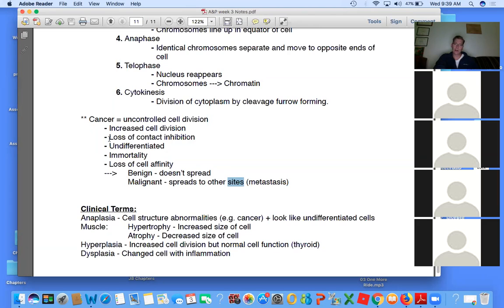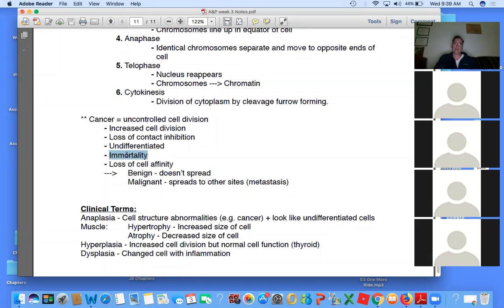So again, let me reiterate the first 3 characteristics of cancer. Loss of contact inhibition means you don't stop growing when you touch another cell. Undifferentiated means you're not able to do anything. You're incompetent, unspecialized. And then loss of cell affinity, which means that you spread.